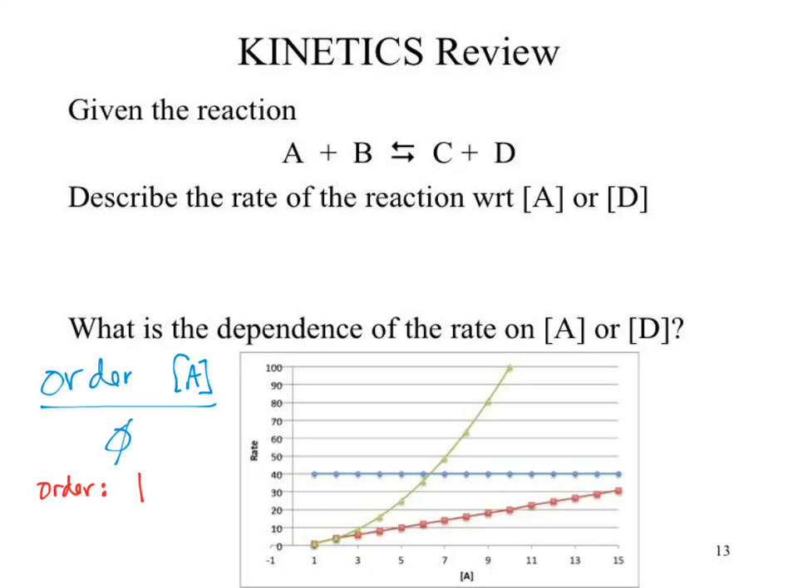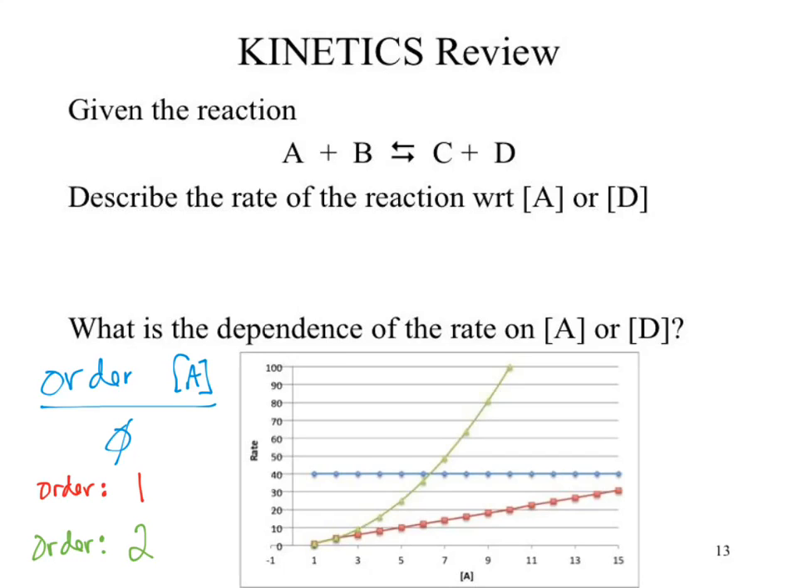It speeds up. What happens with the green one? That's the second order. In the case of our green one, it's not a linear relationship. You notice it's increasing exponentially. To generate that curve, we're looking at a second order.